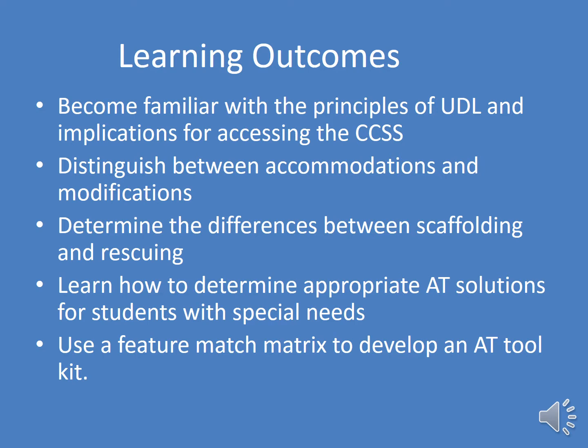Here are today's learning outcomes. First, we'd like you to become familiar with the principles of universal design for learning and implications for accessing the Common Core State Standards. You'll also be able to distinguish between accommodations and modifications, determine the differences between scaffolding and rescuing, and you will also learn how to determine appropriate assistive technology solutions for students with special needs. Lastly, you'll learn how to use a feature match matrix to develop an assistive technology toolkit.